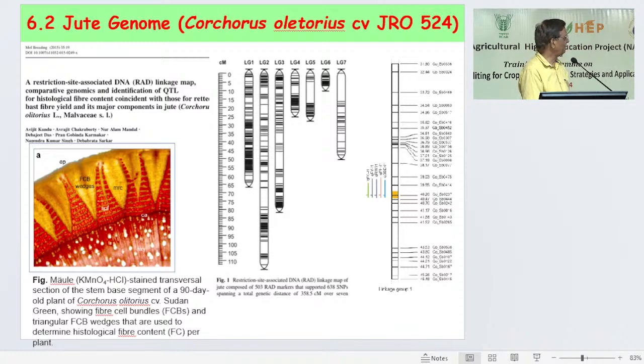So we have mapped, we have a reference quality of jute now. We published the draft one, but this reference quality we have got yet to publish within just 46 countries.